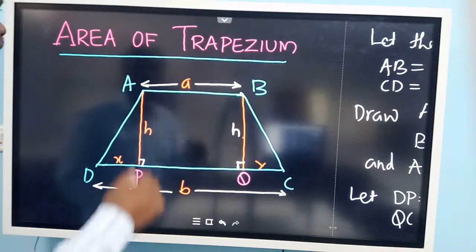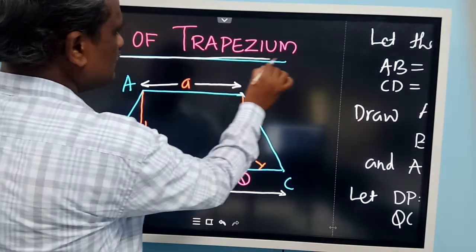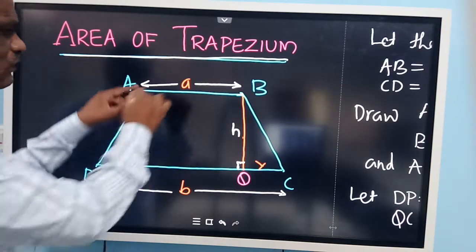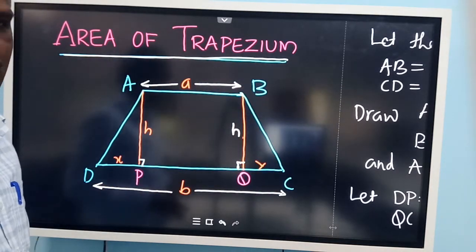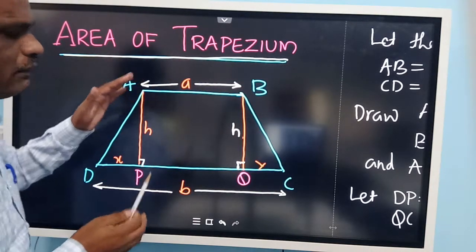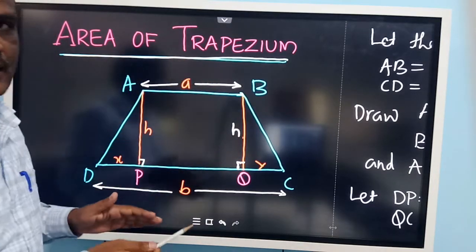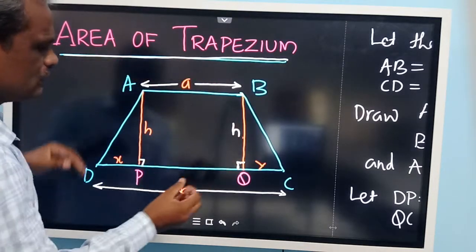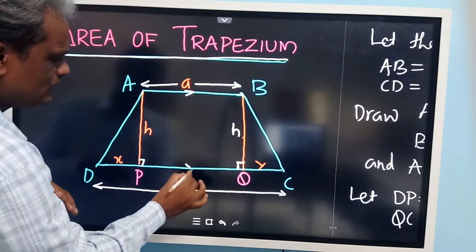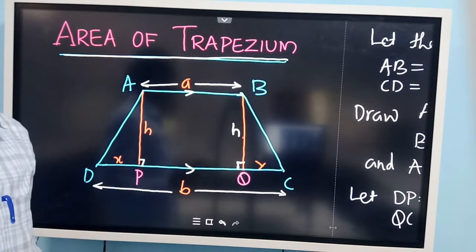Let us see the formula to find the area of a trapezium. A trapezium, you know, is a quadrilateral with 4 sides. Among these 4 sides, one pair of sides are parallel. Here AB is parallel to CD. Only one pair of sides are parallel.